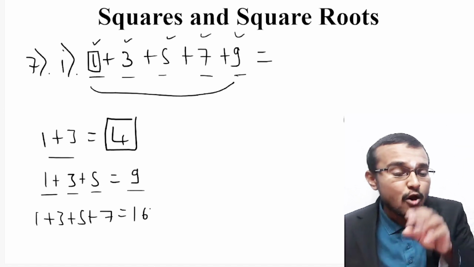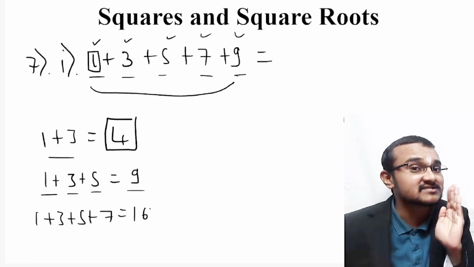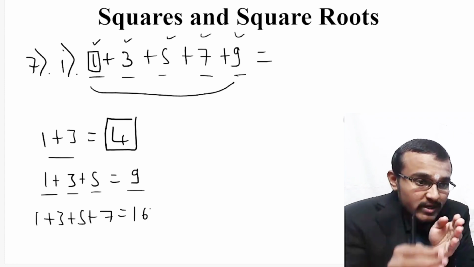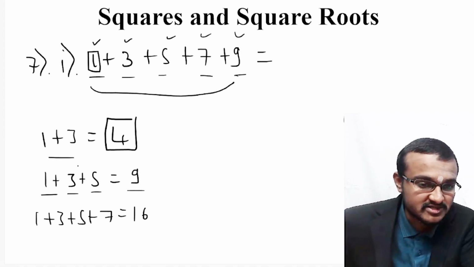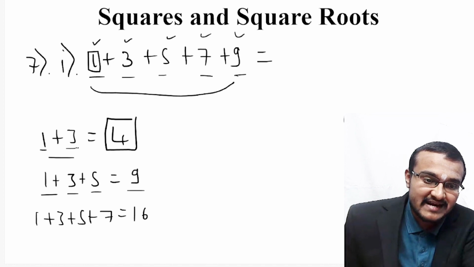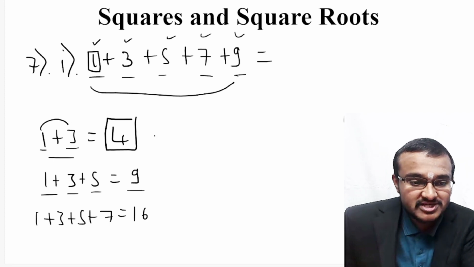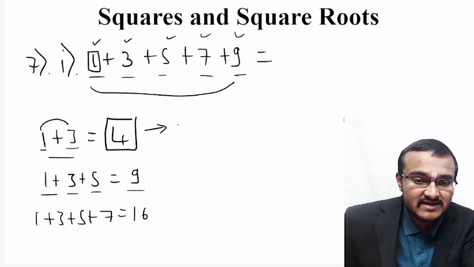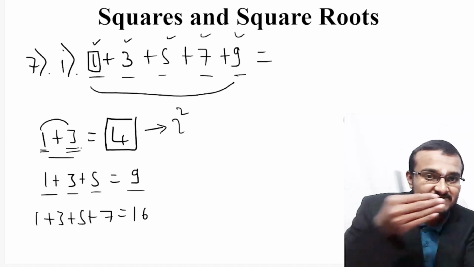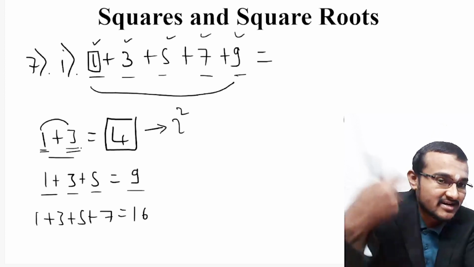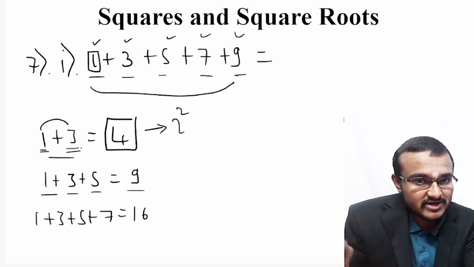That shows that however many consecutive odd numbers you are adding starting from 1, the square of that number will be the sum of those consecutive odd numbers. Here you can see how many odd numbers are added: 2 odd numbers. After adding these 2 consecutive odd numbers, you get 4, which is 2 square. So when you add 1 plus 3, you get 4.